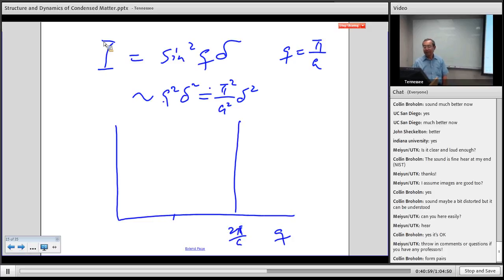And here, you have nothing in between in the beginning. This is when delta equals zero. But if delta increases, then this starts to increase. So in between, at the position of pi over A, you start to see a new Bragg peak, depending on how much distortion you have. So these are called superlattice peaks.